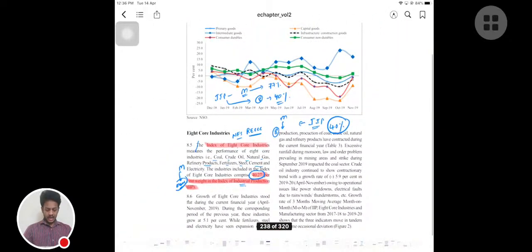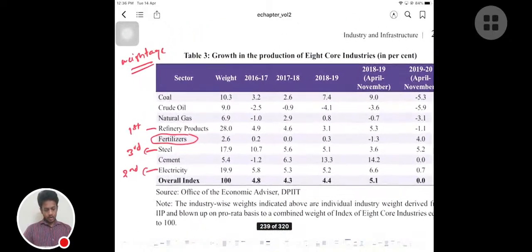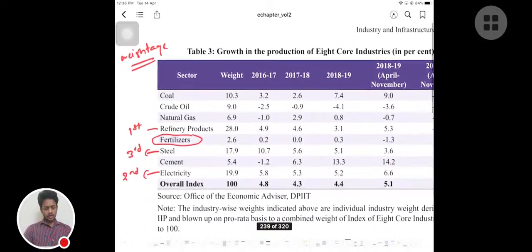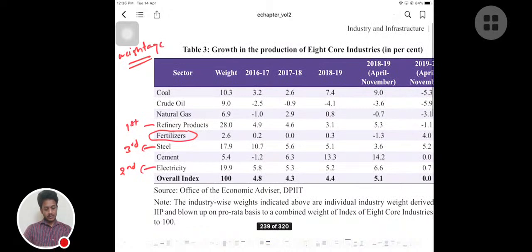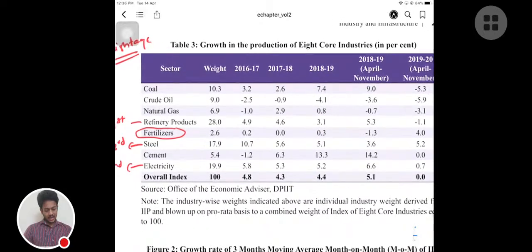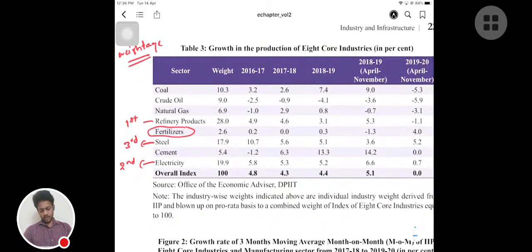We know that. Let us see which sector is faring well and which is not. If you come here, growth in the production of 8 core industries. I have already notified them so that you can easily remember them. These are the 8 core industries. Looking at the weightage part, out of the 8 core industries, which industry has the first rank? Refinery products, because here the weightage is 28%. Second is electricity. Third one is steel.